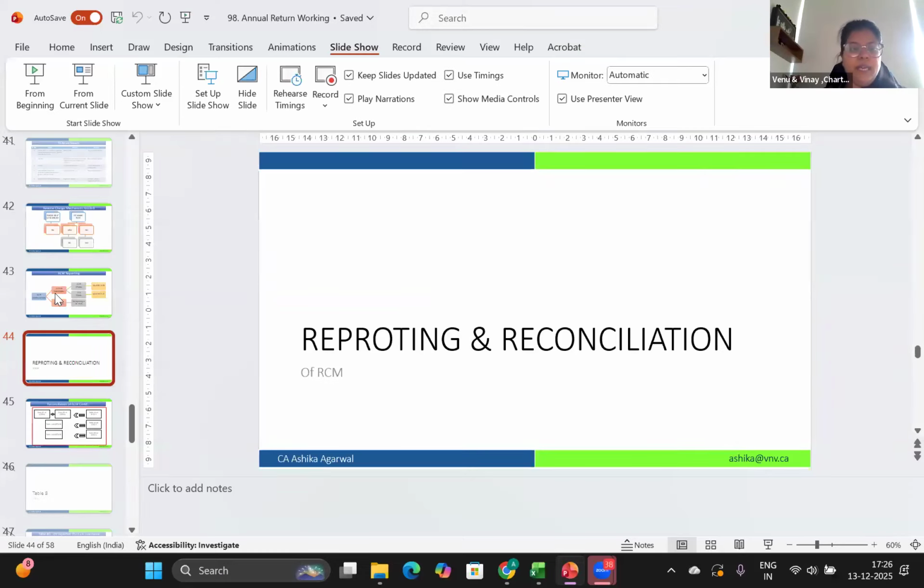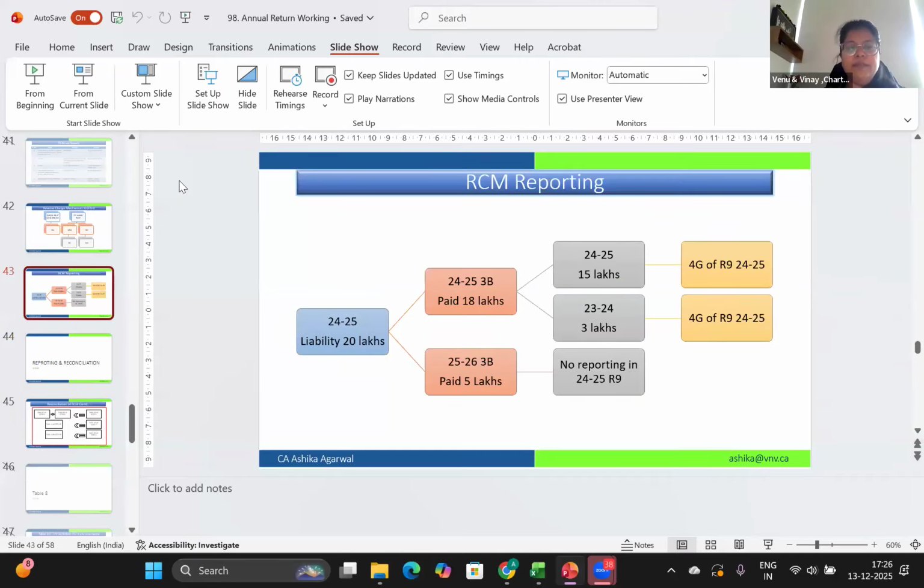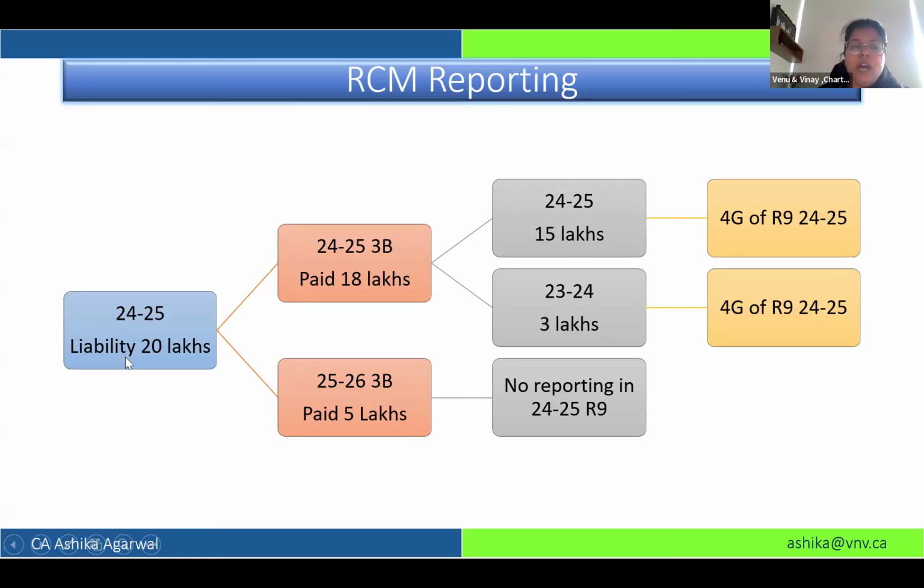Here I have clubbed multiple things in one. Now out of 20 lakhs, I have paid 18 lakhs in 3B. Of this 18 lakh, 15 lakh belongs to 24-25 and 3 lakhs belongs to 23-24. So 20 minus 15, 5 lakh is what I have paid in 25-26 GSTR 3B. So of the 20 lakhs of 24-25, 15 lakh I have paid in 3B of 24-25, and the balance 5 lakh I have paid in 25-26.